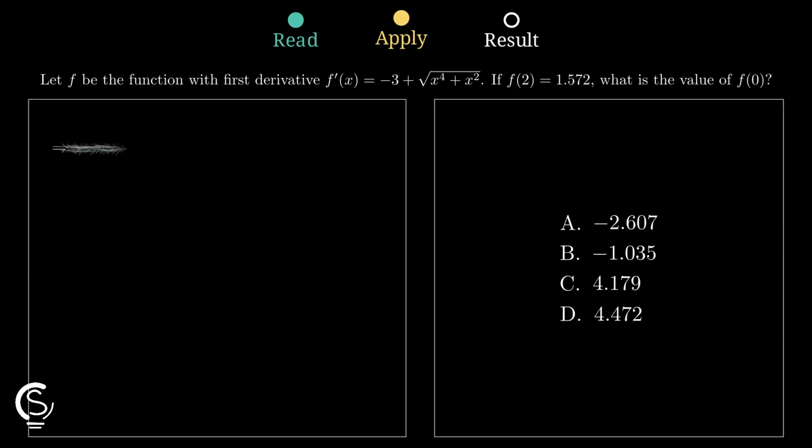Next, we rearrange our equation to solve for the unknown value of f of 0. That means f of 0 equals f of 2 minus the integral of the derivative.